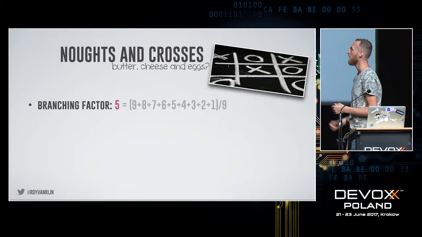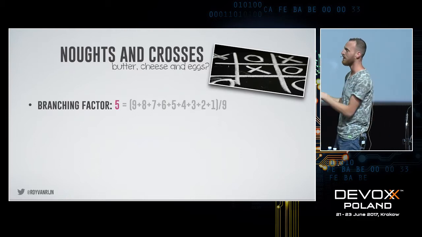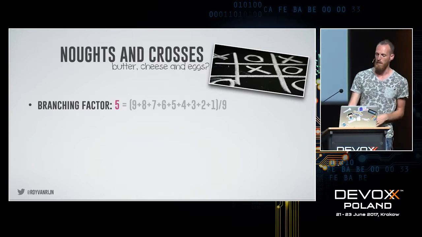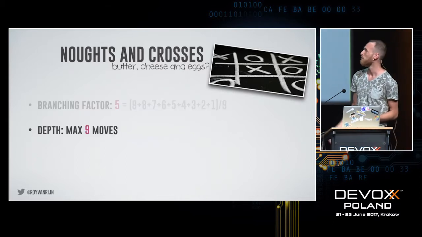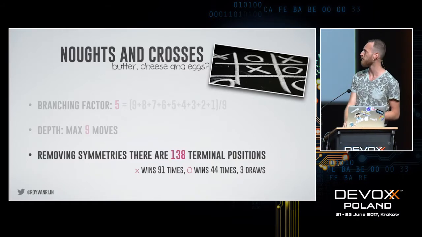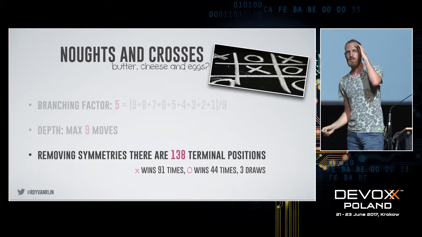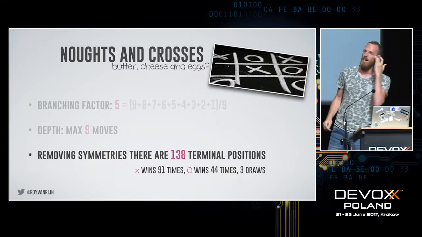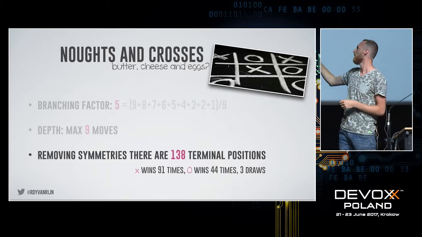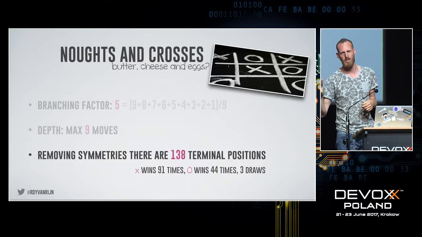The branching factor of this game is 5. So the first time you get 9 different moves, then you get 8 different moves, then you get 7 different moves. But on average, it splits into 5. The maximum depth obviously is 9, because after 9 moves, the board is filled. And if you remove all the symmetries, there are just 138 different terminal positions. Interestingly, if X starts, X wins 91 times, the knot wins 44 times, and there are just 3 possible positions which end up in a draw.